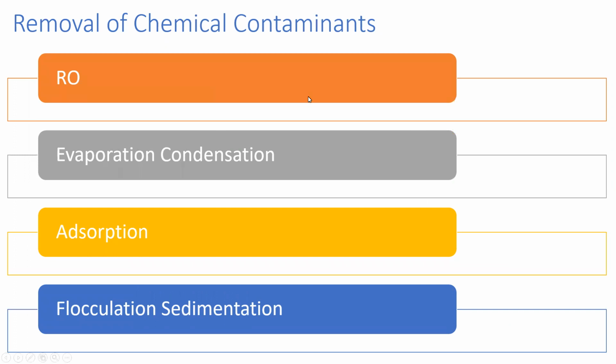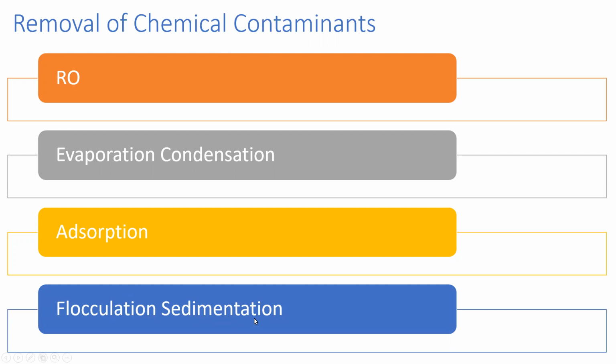Okay, so now we have covered the physical parameters. For the removal of chemical contaminants, the topmost technology that can remove all kinds of chemicals from the water is RO. Evaporation and condensation is the second technology, generally used to purify seawater. In countries where we don't have fresh water available, and there are seas, the seawater is very salty, and it contains a lot of other chemicals.